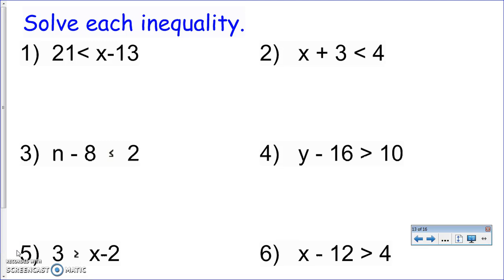So for number 1, we have 21 is less than x minus 13. So we need to get x by itself, so we're going to add 13 to both sides. Then minus 13 and plus 13 cancel each other out, and then 21 plus 13 is 34. So 34 is less than x. Then you can draw your little number line and graph it.